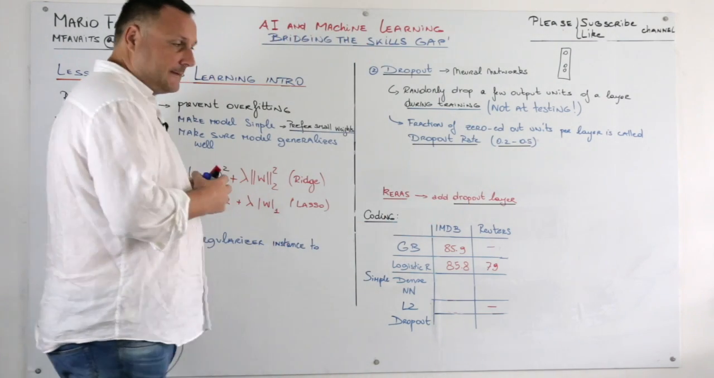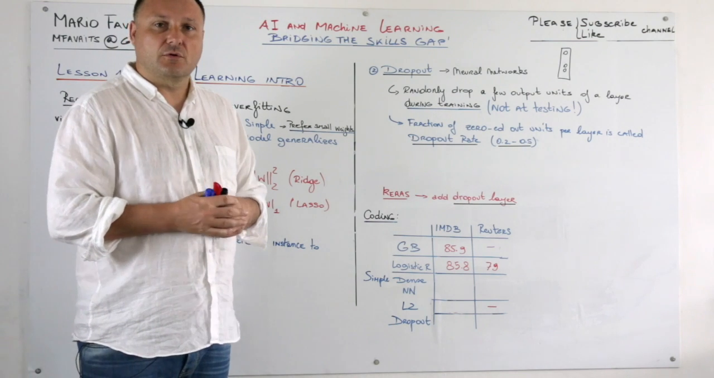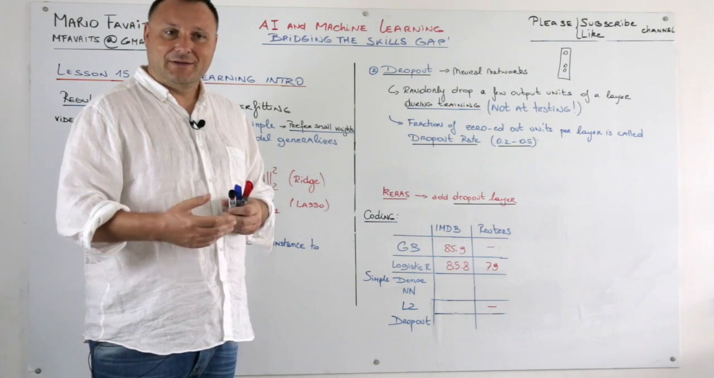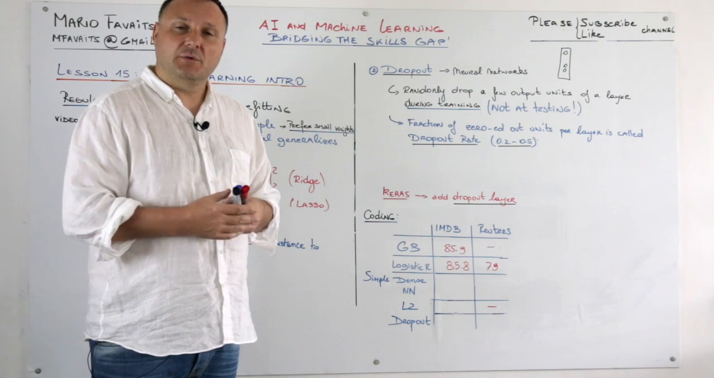How does it work in Keras? Well, in Keras we have the so-called dropout layer that we can put behind the layer that we want to target.